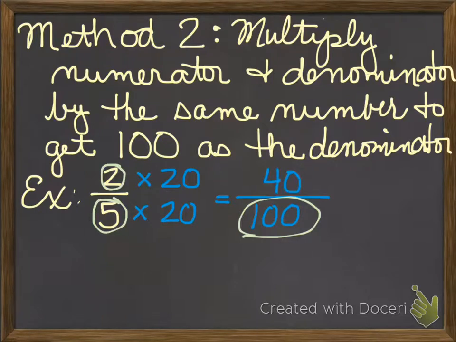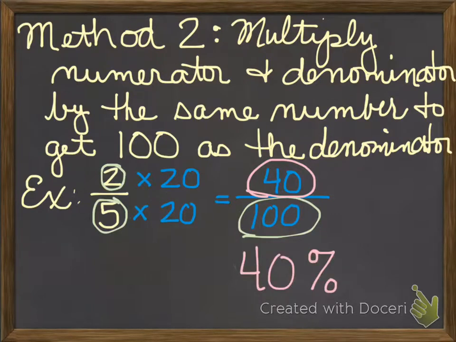and I get 40 over 100. So you're converting a fraction. You're making an equivalent fraction with 100 as the denominator. Then I'm just going to take my top number, and that's now my percent, because remember, percent was out of 100. So I've got 40%. Let's try another one.